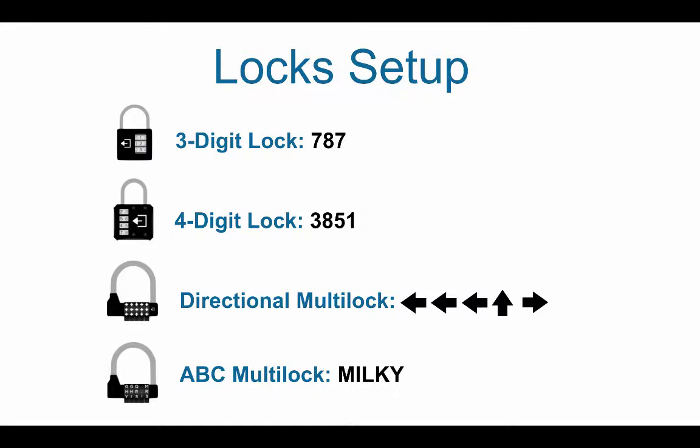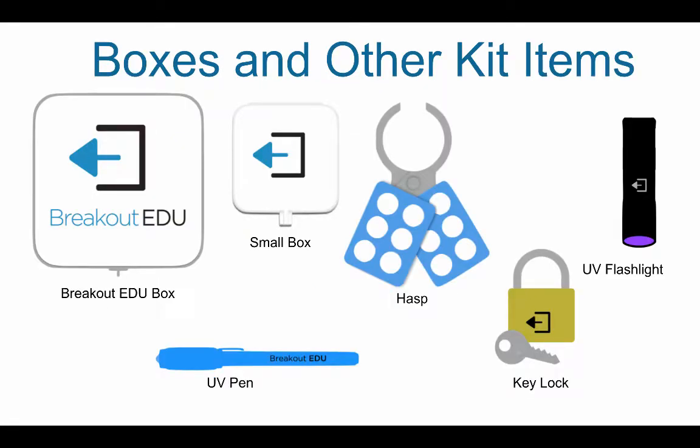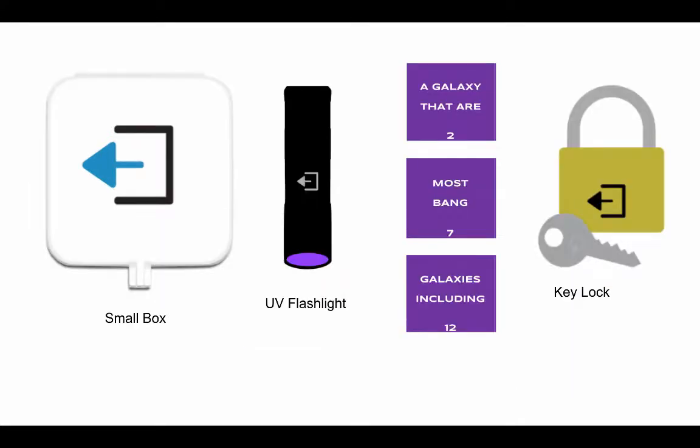To conduct this breakout, you will need the 3-digit lock, the 4-digit lock, the directional multi-lock, and the ABC multi-lock, set to the codes on the screen and also on the instruction document. In addition, you will need the large Breakout EDU box, the small box, the hasp, the UV pen and UV flashlight, and the key lock. In the small box, place the UV flashlight and 3 of the purple squares that you will use for one of the clues. This will be explained later. Lock the small box with the key lock.